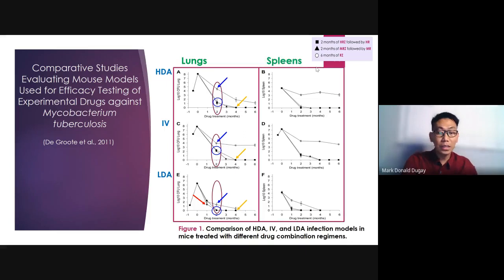On the other hand, graphs B, D, F are the bacterial numbers in spleens of mice after high-dose aerosol infection, intravenous infection, and low-dose aerosol infection with M. tuberculosis for 6 months drug treatment. As shown in the graphs, spleens responded with a similar trend to the lungs. The T2 was again less effective than the control and treatment 1 after 2 months.